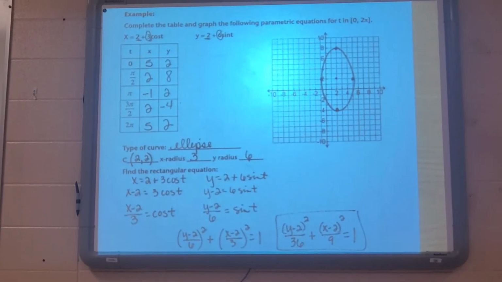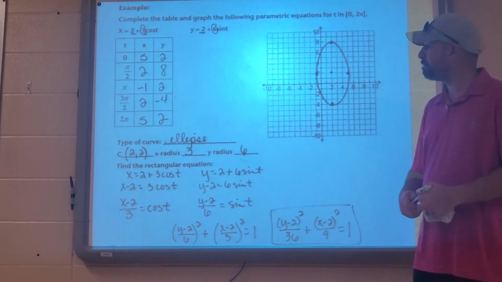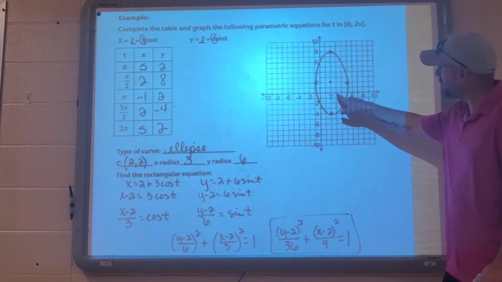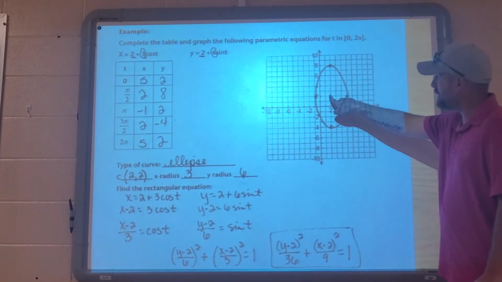So you get an ellipse. The center of the ellipse is where those meet, which is at 2, 2.